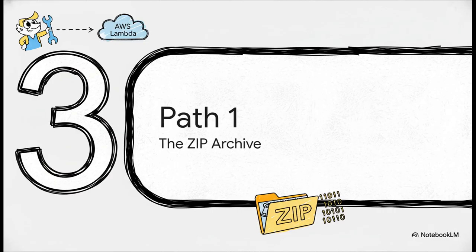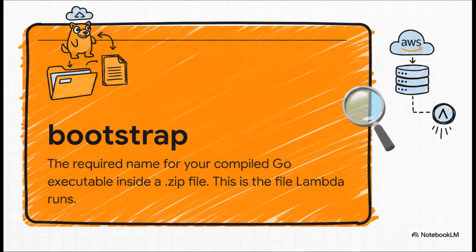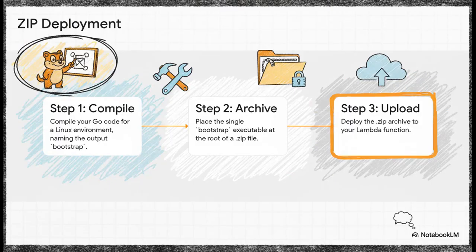All right, let's switch gears to deployment. How do we get this thing running? We've got two main paths, and the first one is the classic, super lightweight zip archive. Now, when you're using a zip file, there is one rule you absolutely, positively have to follow. Your compiled Go executable must be named bootstrap. This isn't just a suggestion, it's the exact file name the Lambda service is looking for to start your function. No exceptions.